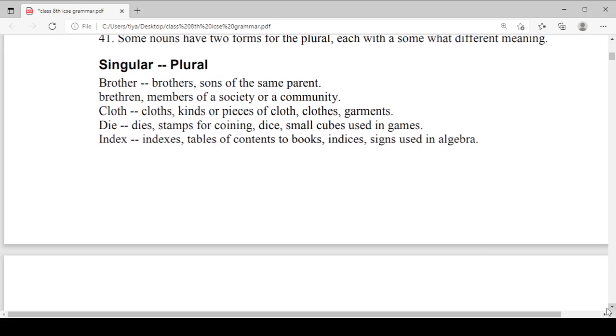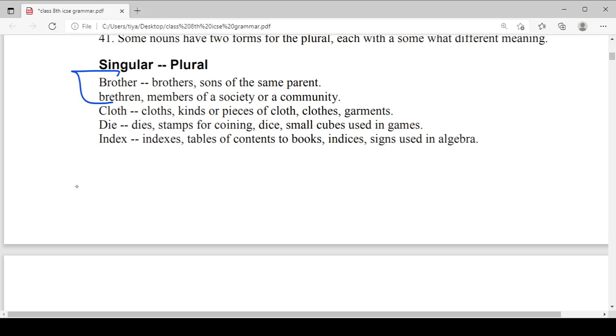Singular to plural: brother, brothers, sons of the same parent; brethren, members of a society and community. So it is the basic thing you need to remember, because sometimes in spotting error they show the plural form of brother as brethren, but it is not good. The plural form of brother is brothers, but when we talk about the society, like Hindu Muslim, like bhai bhai. So Hindu Muslim is brethren, because they are members of the society or the community.